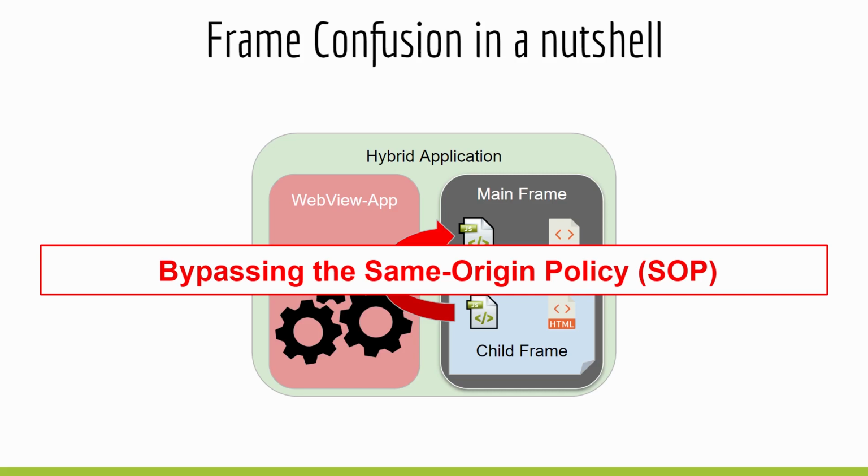This communication between the web and native world, handled by the web view, bypasses the same origin policy. The same origin policy is a policy in the web world that isolates the content of two pages located in different domains.